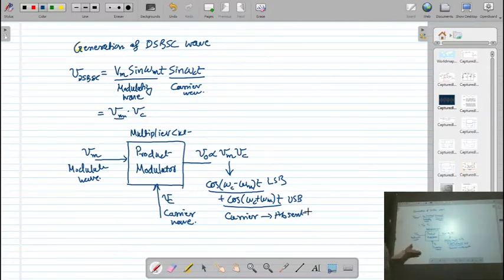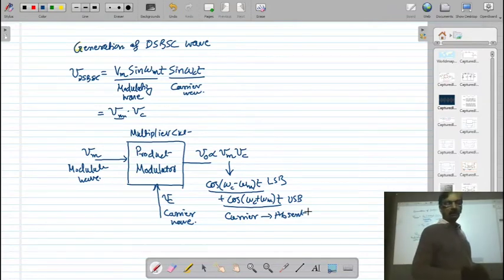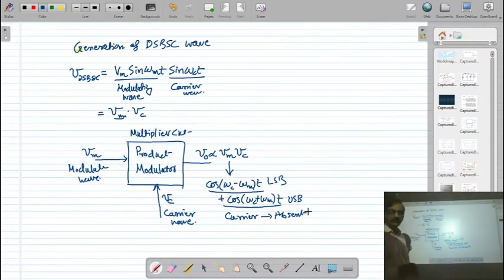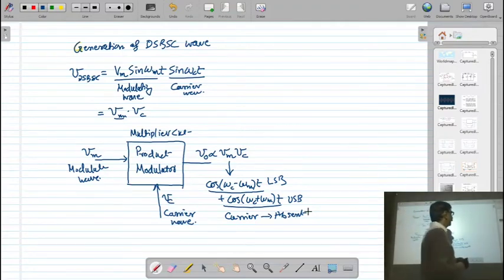Now, what is a product modulator? It is a multiplier circuit. In the last lecture I already mentioned that the multiplier circuit consists of a log amplifier and an anti-log amplifier. Here we are not going to discuss the circuit, but you should know how we can generate a DSB-SC wave. Now, let us see the power relation, or how much power is going to be saved in this technique.